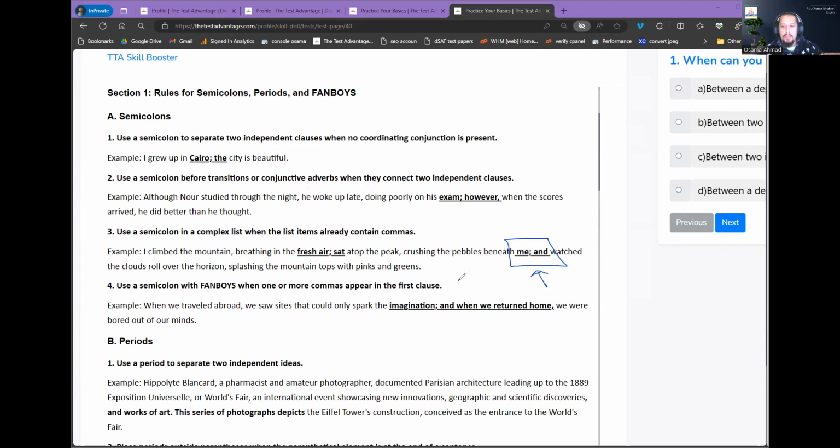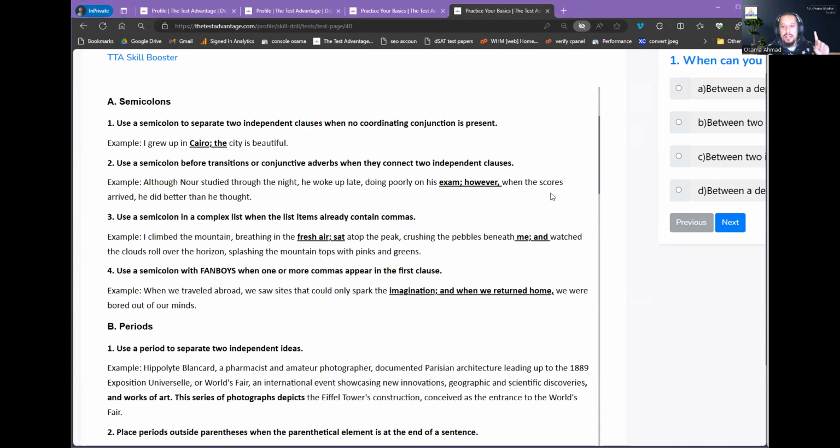Last one, not very popular. Use a semicolon with fanboys when one or more commas appear in the first clause. Ignore number 4. You're not going to see number 4, so it's not a rule I'm going to focus on. So three things: semicolon between independent ideas; semicolon before a transition, which also needs two independent ideas; and the semicolon with the list, if the list already has commas. You'll know we need semicolon and when you look at the answers.